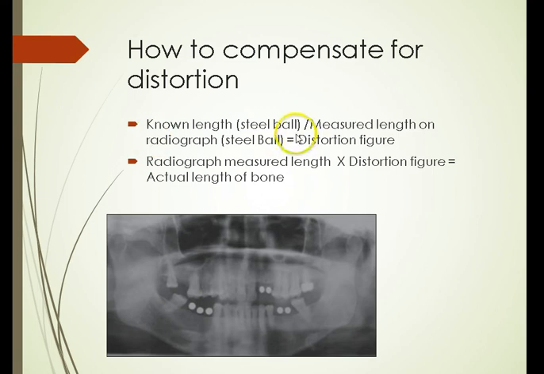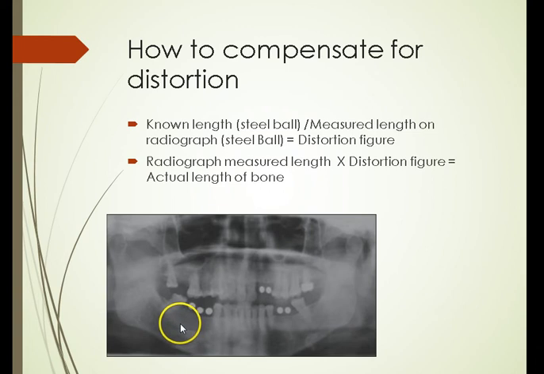We use the same technique. We know the known length of the ball. We divide it by the length measured in the radiograph, and that's our distortion figure for that particular area. So unlike PA, for PAN, you'll have a distortion figure for each individual area that you're trying to put the implant in. And then you take that distortion figure and multiply it by the length that you actually observed in the radiograph.